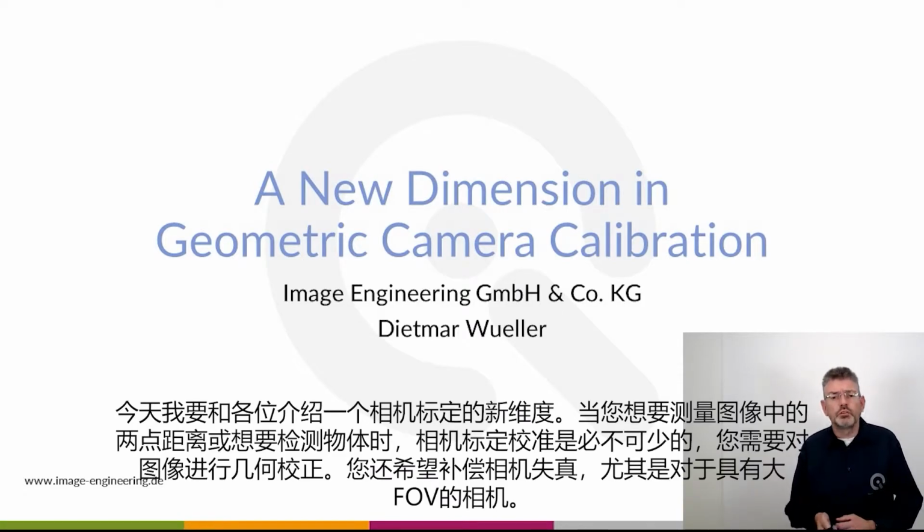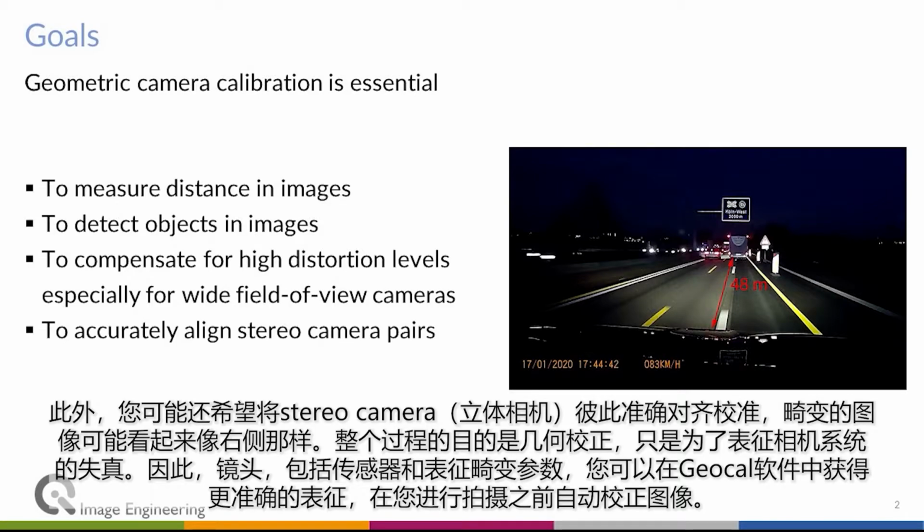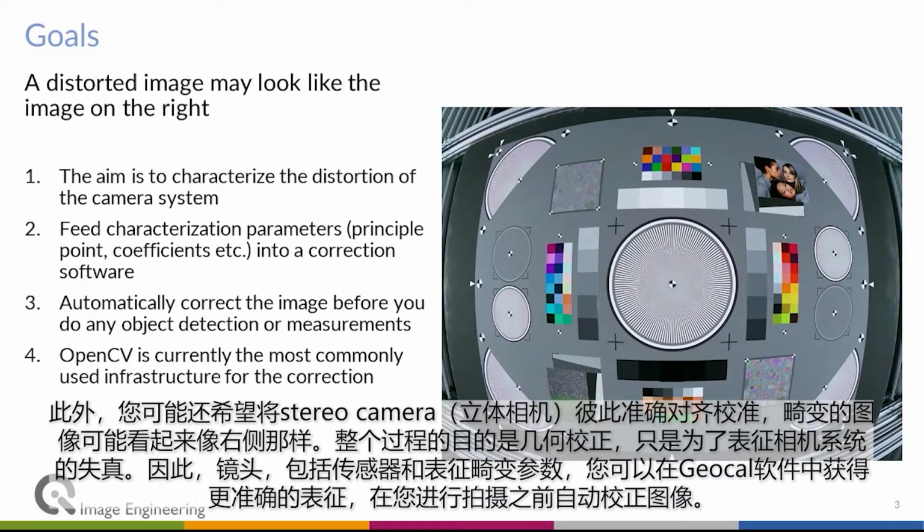Today I'm going to talk to you about a new dimension in geometric camera calibration. So geometric camera calibration is essential whenever you want to measure distances in images or you want to detect objects, you need to correct your image geometrically. You also want to compensate for very high distortion levels, especially for cameras with a wide field of view. And also you might want to accurately align stereo cameras to each other.